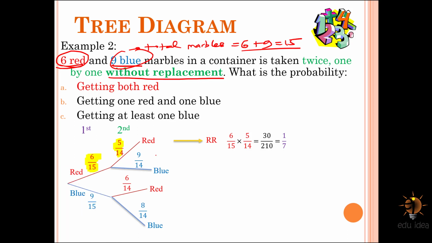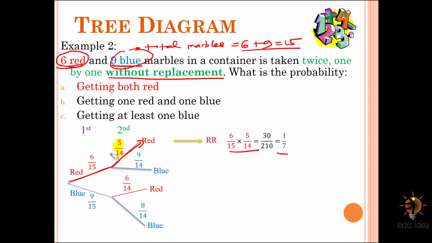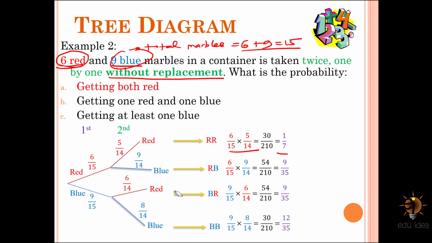Let me use my pen. This branch over here is this guy and this guy, multiply that, you get this. You can use a calculator if you're having difficulties multiplying the fractions, it doesn't matter. The same thing with the next one, which is red-blue. The first time you take it, you get red. The second time you get blue, so you get 6 over 15 multiplied by 9 over 14, and you'll get that number. The same thing with the others. You do the same thing.